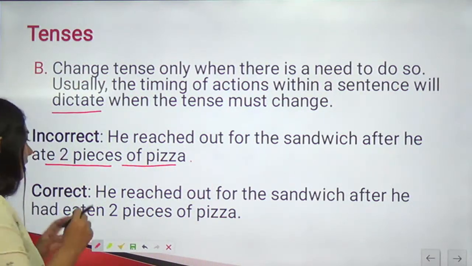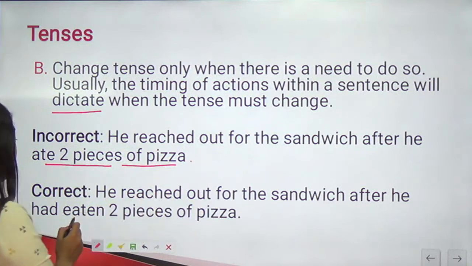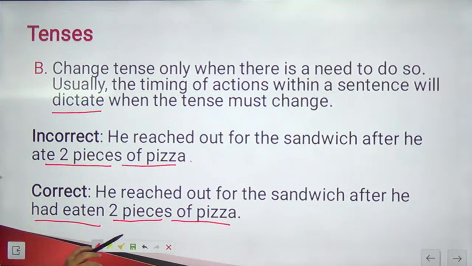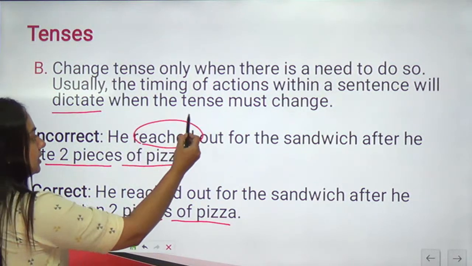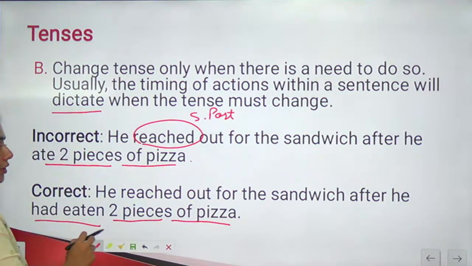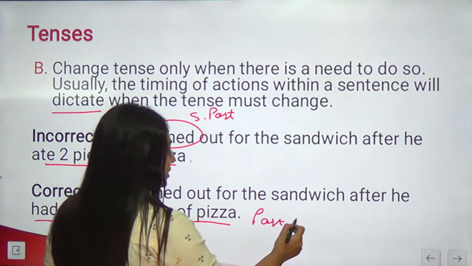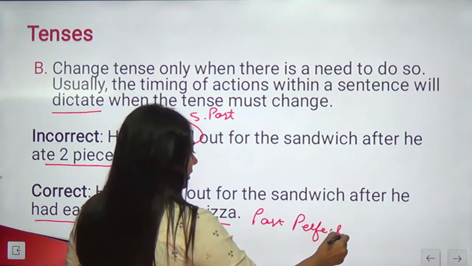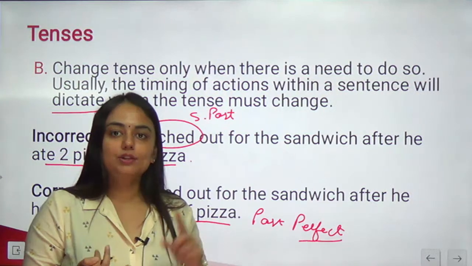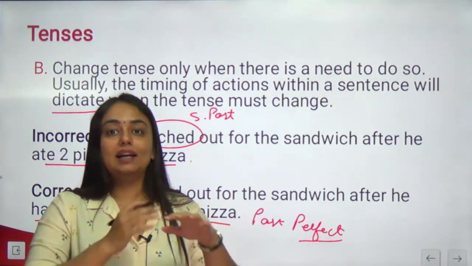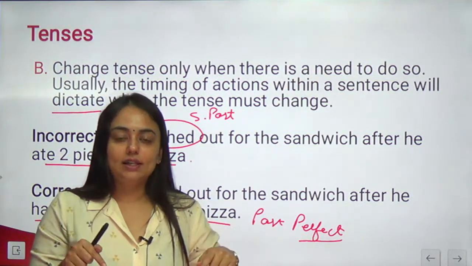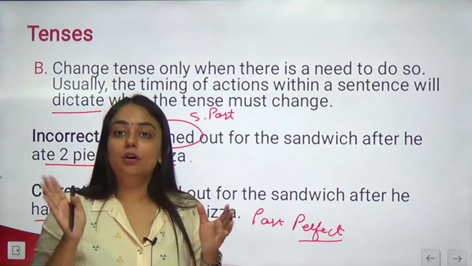Let's see how. He reached out for the sandwich after he had eaten 2 pieces of pizza. So one thing is clear here. Reached shows us that this is simple past. Right. But there was an action which was already complete, which means past perfect tense. Students, if we say perfect tense, be it in present, past or future, perfect itself means that the action is complete. Either it was complete in the past, it has completed recently, or it will be complete in the future. But perfect means complete.